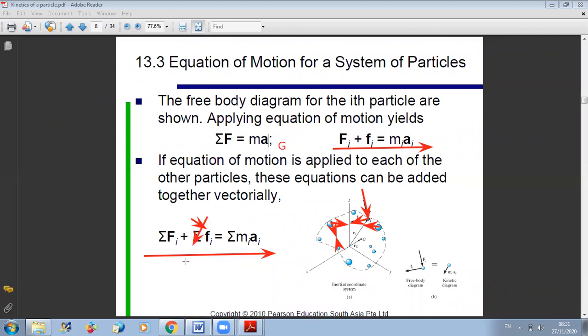So this term will cancel when I do the summation. Okay? So at the end, I can demonstrate that if I take a system of particles, I don't need to take into consideration the interactive forces because they will cancel out, and I will only have the sum of external forces on the system equal to the sum of miai. Okay? And we will demonstrate together that the sum of miai is equal to the total mass times the acceleration of the center of gravity G.